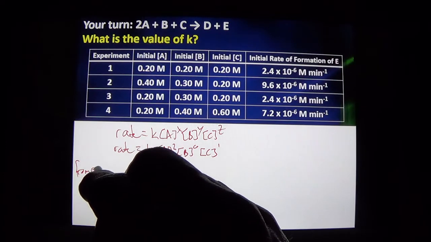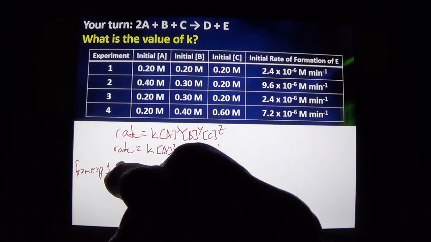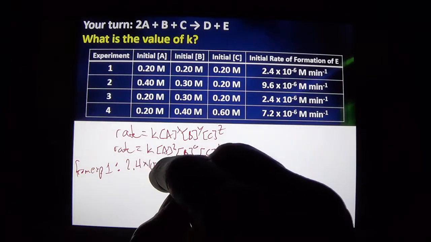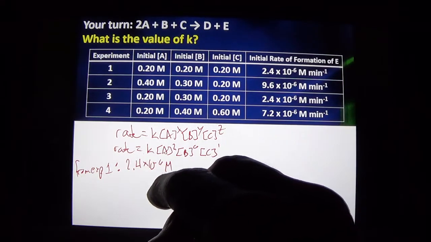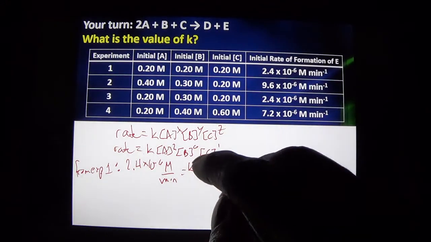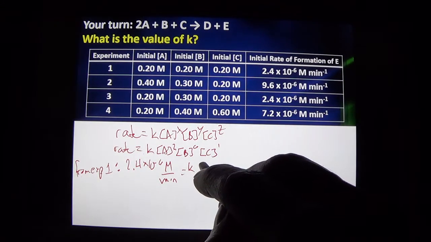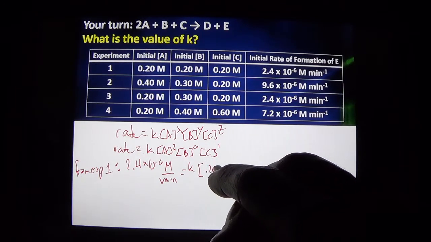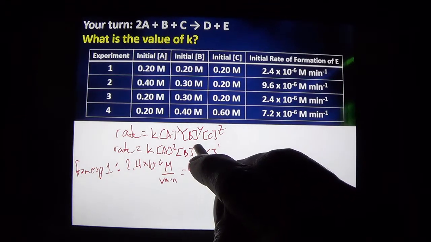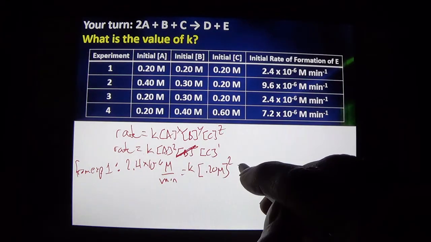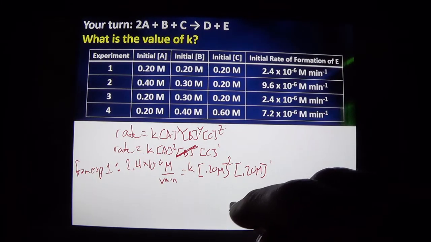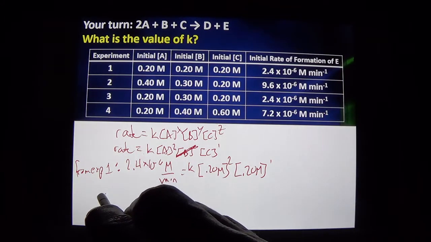So from experiment 1, my rate, 2.4 times 10 to the negative 6 molarity per minute, is equal to K times the concentration of A, which is 0.20 molarity, squared. B, I don't have to worry about it, zero order. And C, concentration 0.20 molarity to the first order. Okay, so let's solve for K.